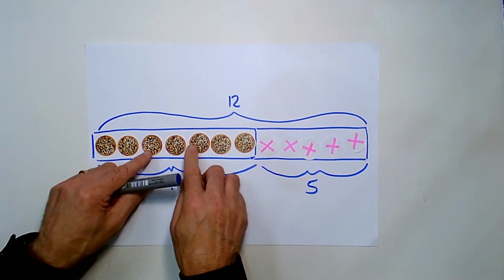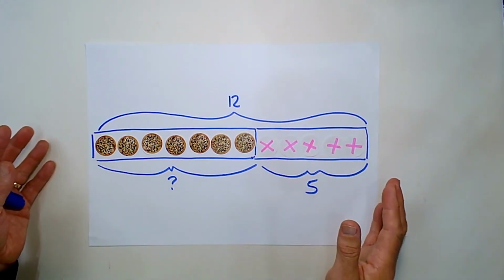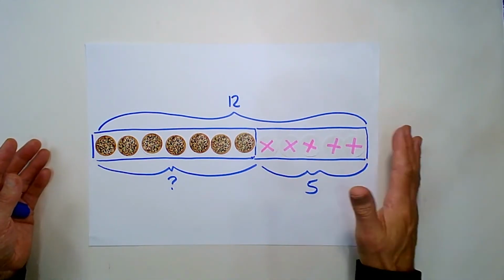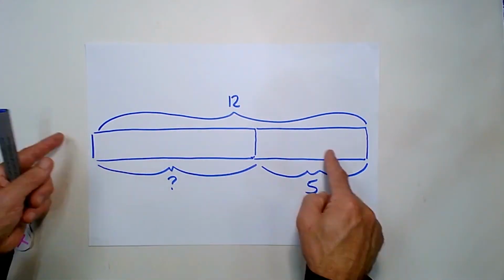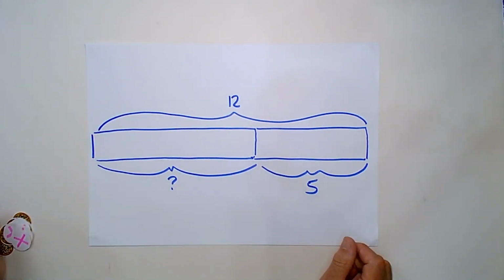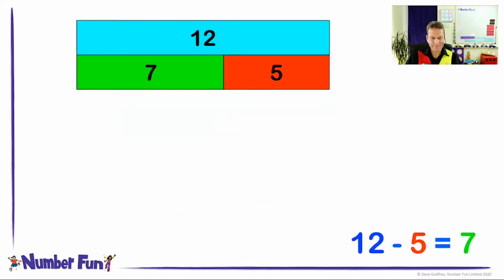So if I'm using the pizzas, the concrete resource to help me work with it, I'm going to end up with that image. And if by the end of year 2, when we get to the place of not having concrete resources there to help us, I would be drawing this as my abstract bar. So out of these options then, well, I suppose the closest is C, isn't it? So let's do that reasoning again.